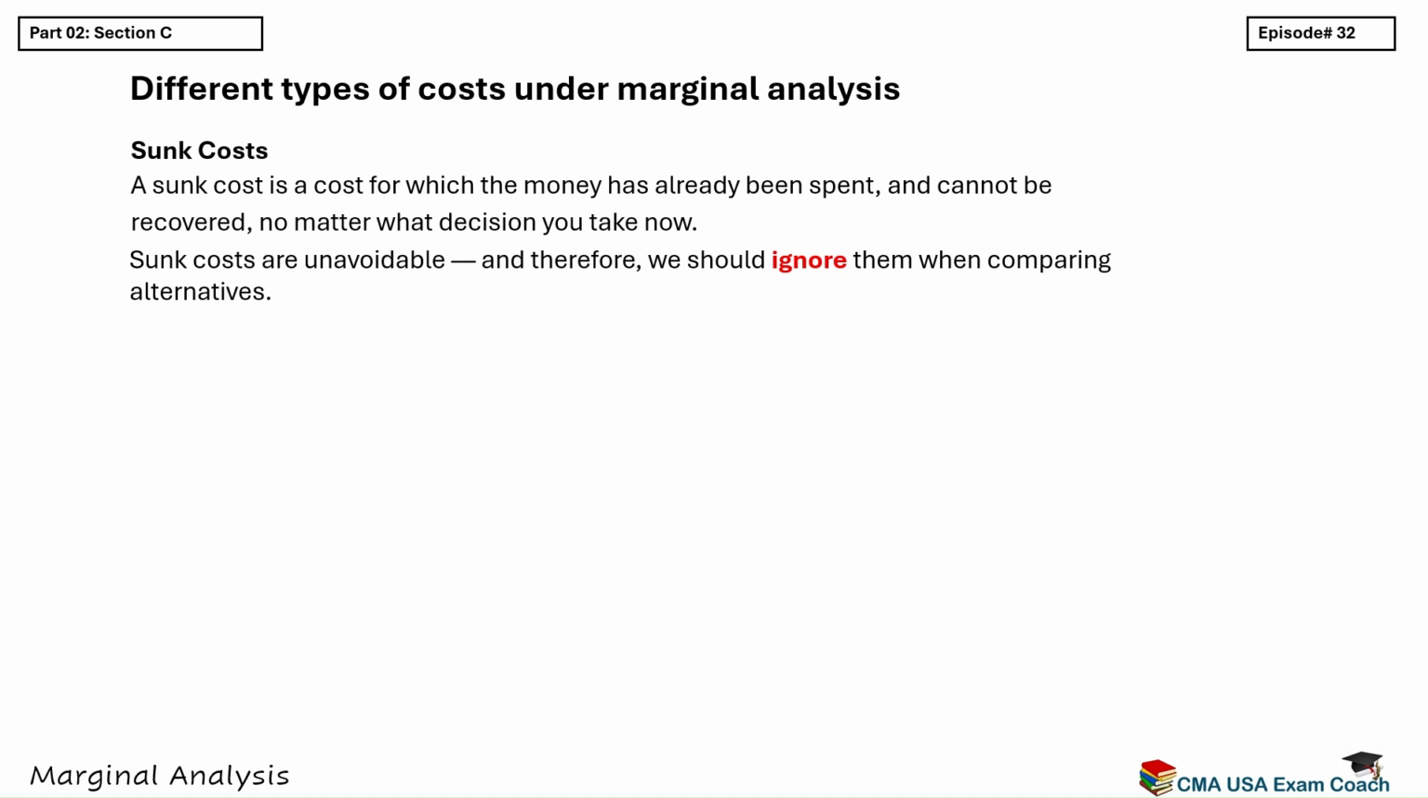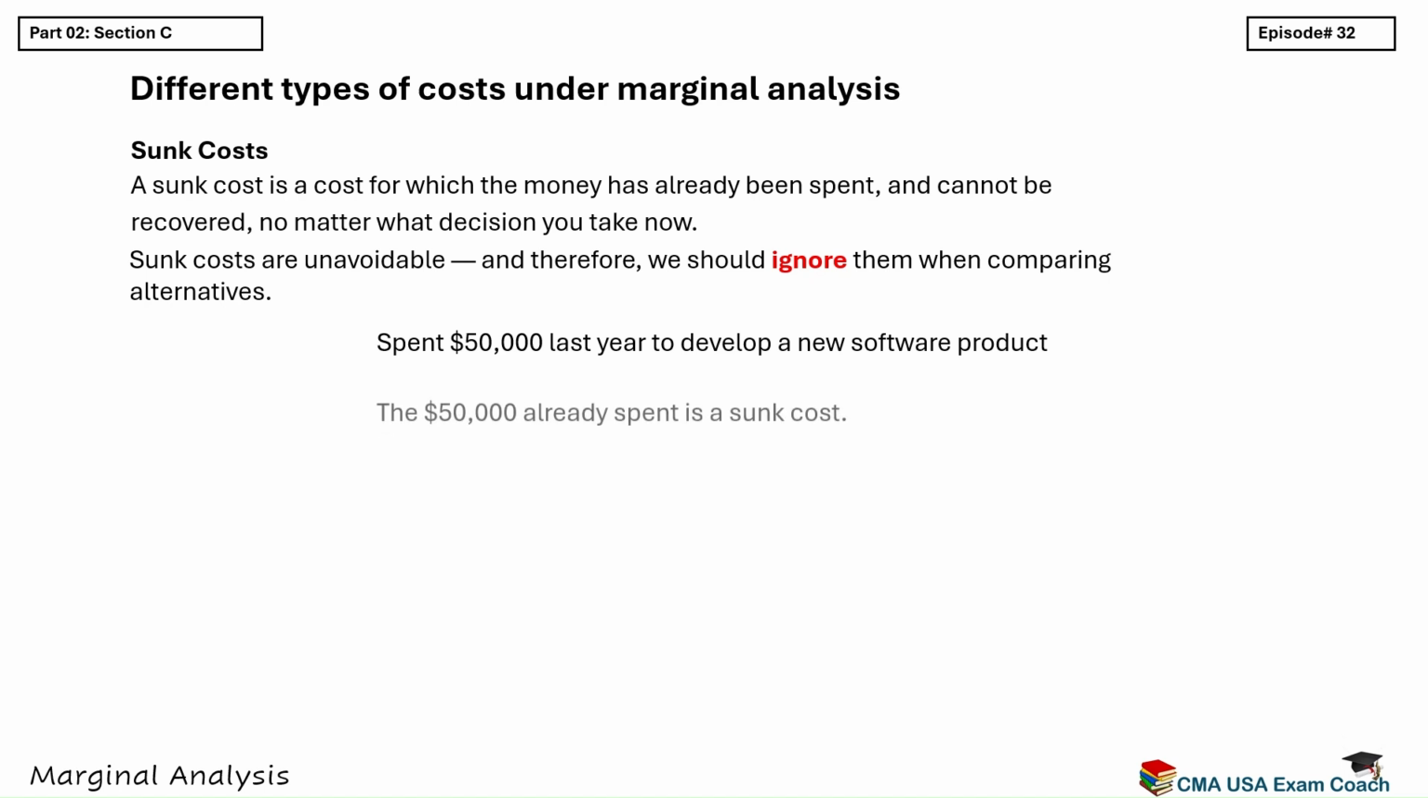Let's take an example. Suppose your company spent $50,000 last year to develop a new software product. Now, after development, you are deciding whether to launch the product or drop the project. The $50,000 already spent is a sunk cost. Whether you launch the product or cancel it, that money is already gone. It won't come back. So, when making your decision, you should not let that sunk cost affect your judgment. What you should focus on instead are the future revenues and future costs, things that will actually change depending on your decision.